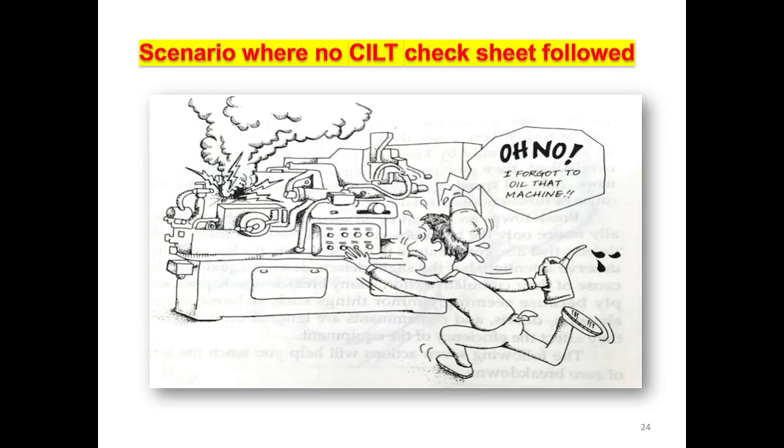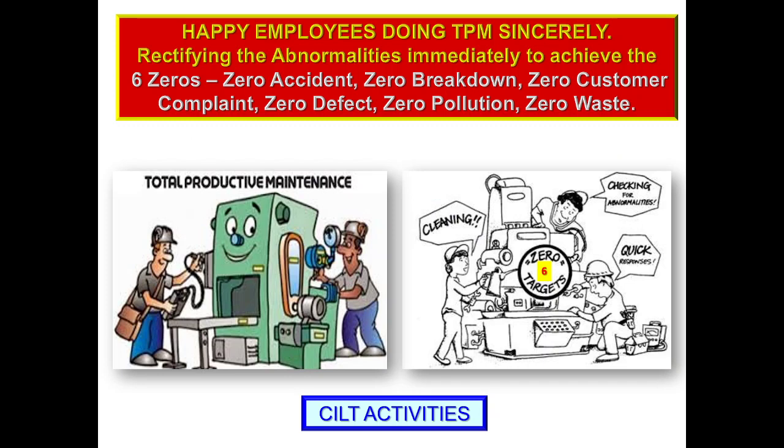This picture depicts a scenario where CILT check sheet is not followed correctly. The operator says that he has forgotten to lubricate his machine, and as a result smoke is coming out of his machine, indicating the absence of lubrication schedule or it is not followed strictly. This is another scenario where employees are happy because they are doing TPM and following CILT activities sincerely, thus ensuring they achieve the 6 zeros, that is 0 accident, 0 breakdown, 0 customer complaint, 0 defects, 0 pollution and 0 waste.